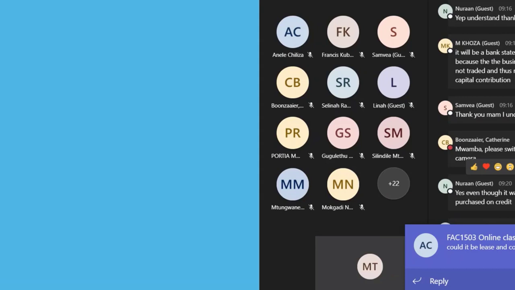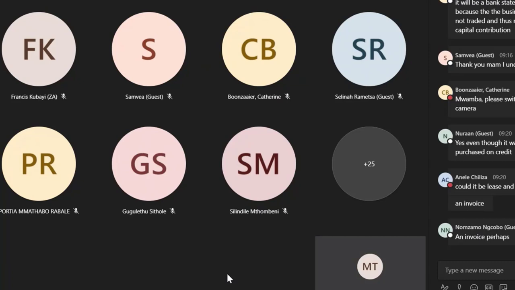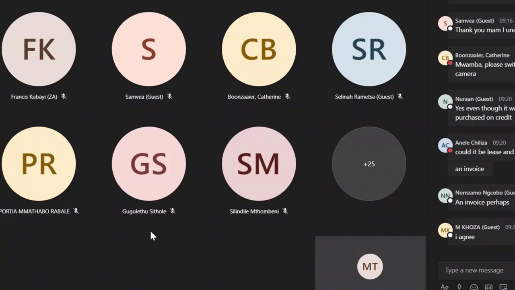Do you agree that the source document there... So M. Koza agrees that it will be a receipt, and Anele is saying lease and context. Anele, you are on the right track. So Anele Chiliza is saying, could it be a lease or context and invoice? So basically now, guys, I want you to understand that transaction. What is that transaction telling us?